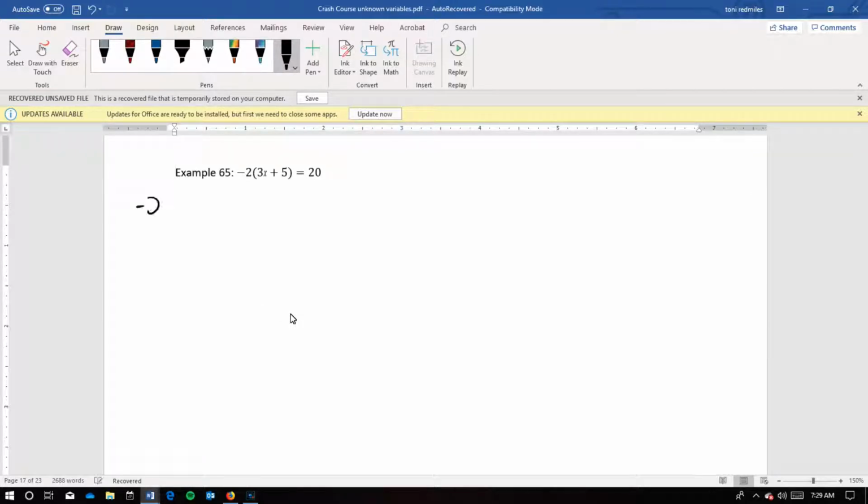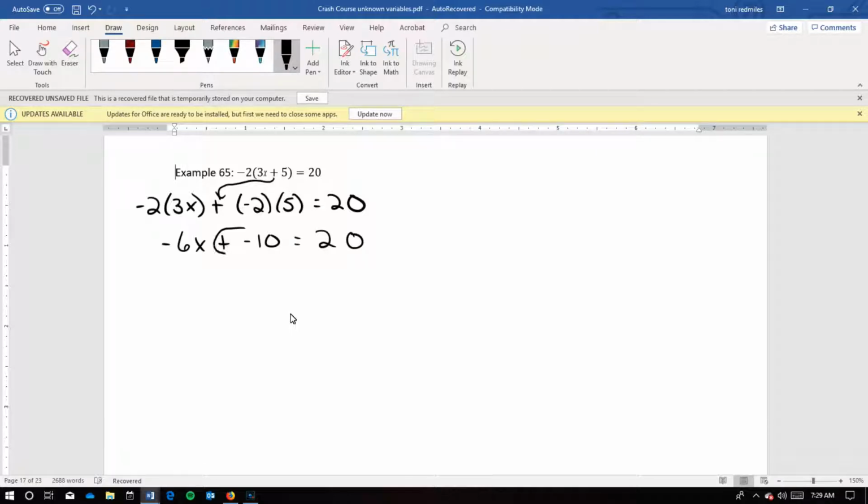Okay. Negative 2 times 3x. Distribute my negative 2 through. Drop down my sign. All right, negative 2 times 3 is a negative 6x. Negative 2 times 5 is a negative 10. So I have two signs here again. When the signs are the same, it turns to a positive. But when the signs are different, it turns to a negative. It follows the rules of multiplication and division with signs. And if you take my crash course on that, I will explain that a lot more.